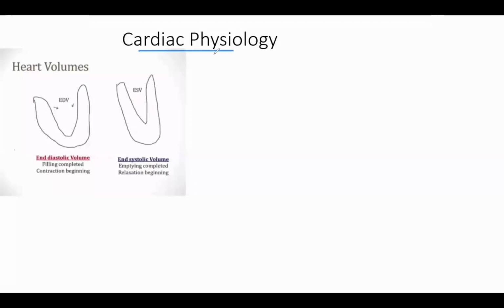Discussing the cardiac physiology. First of all, we will discuss the heart volumes. What are heart volumes? There are two types of heart volumes, that is the end diastolic volume and end systolic volume. What is end diastolic volume?